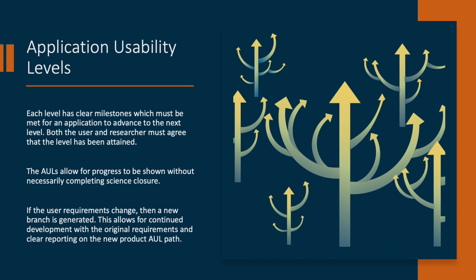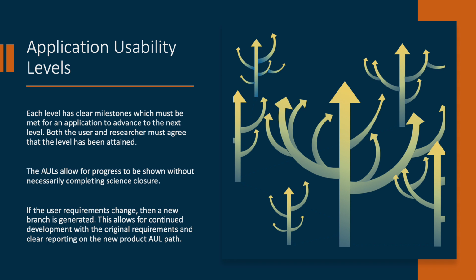Each level has clear milestones which must be met for a project to advance to the next level. Both the user and researcher must agree that the level has been attained. It is not sufficient for the researcher to decide this on their own, as we want to ensure the use and usability of the product for the user. The AULs allow for the progress to be shown without necessarily completing science closure in much the same way as the other frameworks do. We do not expect that in a single grant cycle a project will go from AUL 1 to 9.